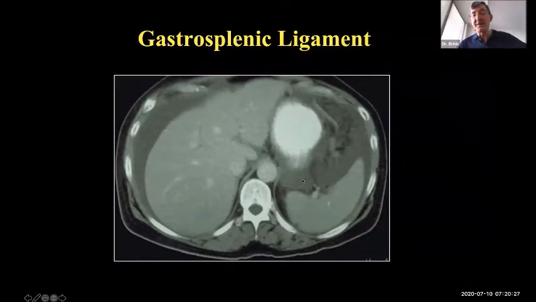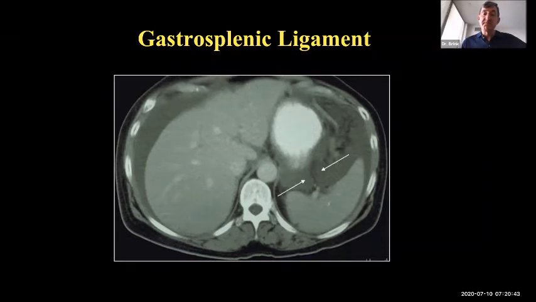If we stick our thumb in this fluid and our finger in this fluid and squeeze, we're holding the gastrosplenic ligament. Our thumb would be where? This would be in the inferior recess of the lesser sac, and our finger would be in the gastrosplenic recess of the greater peritoneal cavity, and thus we would be holding that gastrosplenic ligament.